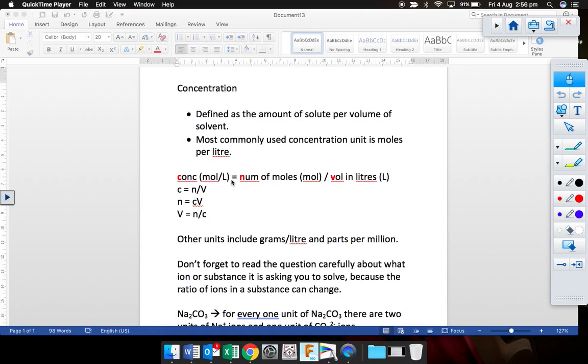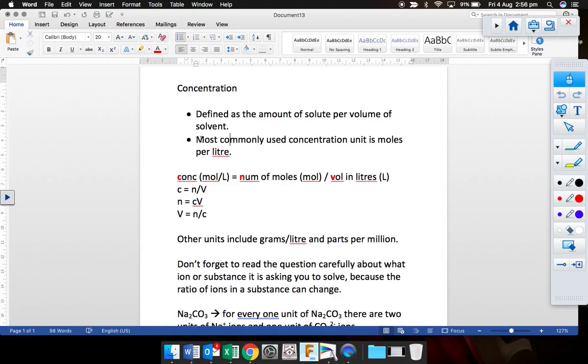Today we're doing a video on concentration, and hopefully this will help you learn how to calculate the number of moles of something, the volume of something, or the concentration of something in various questions. Concentration is defined as the amount of solute per volume of solvent. That's the definition of concentration. It's how much you've got dissolved within that particular volume of whatever you're dissolving it in.